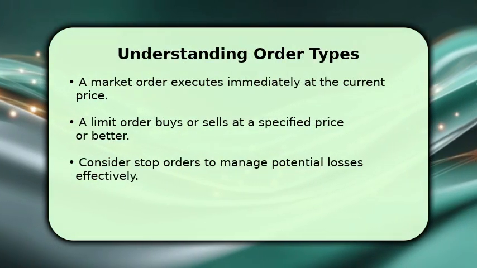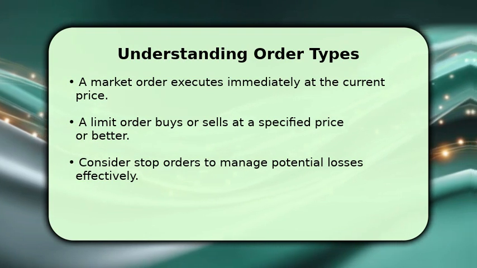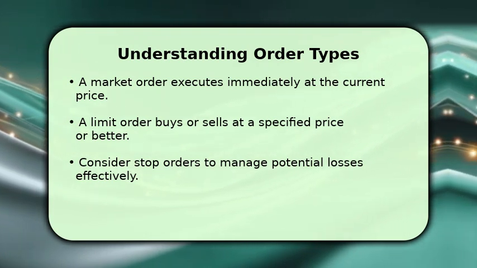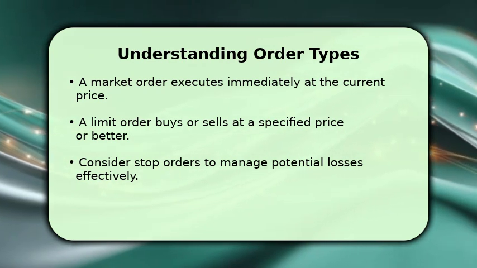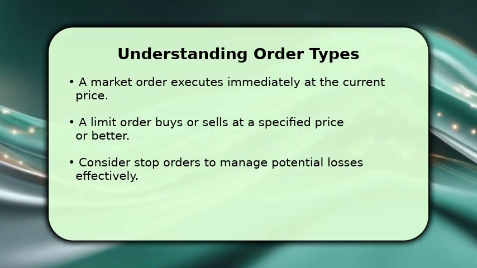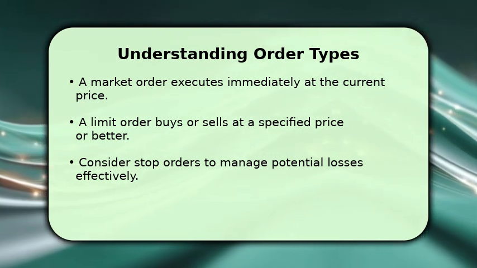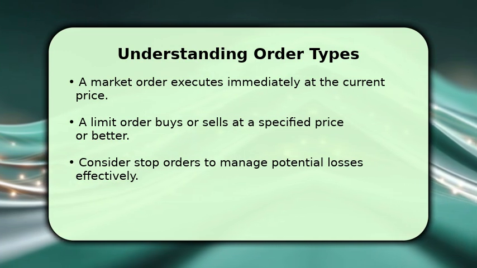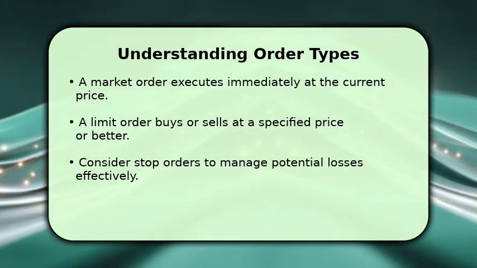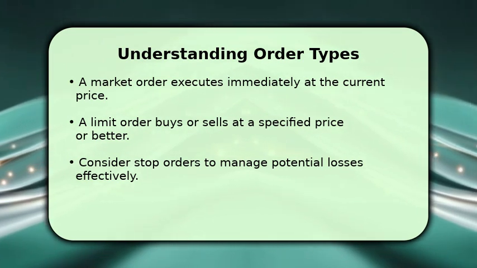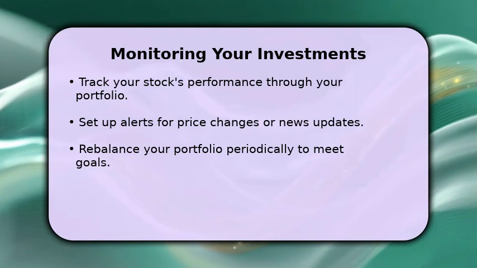Understanding different order types is crucial for effective trading. A market order executes immediately at the best available current price, offering speed. A limit order, however, allows you to buy or sell at a specific price you set, or better, giving you more control. You might also consider stop orders to help manage potential losses by automatically selling if a stock drops to a certain point. Once your order is placed, monitoring your investments becomes key.